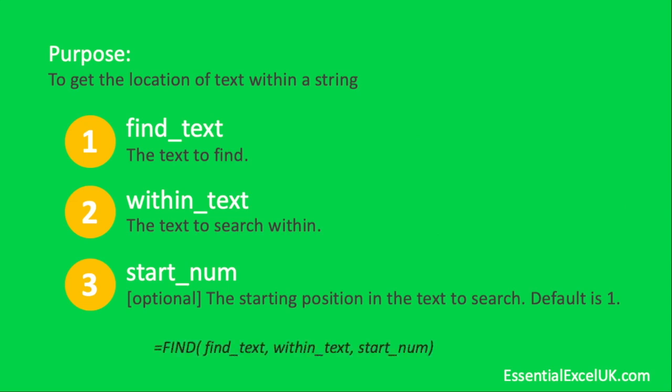And lastly, we've got the find function in its entirety at the bottom there, so you can see the three parts. We've got the find text, the text we want to look for; within text, which is the text we want to search from within; and lastly the start number, our start position to start searching from in the within text. As we just covered, the default for start number is 1, and our advice is to use the value of 1 to start off with. Okay, so now we'll jump over to Excel and work through some examples.